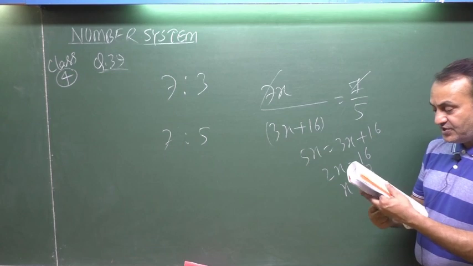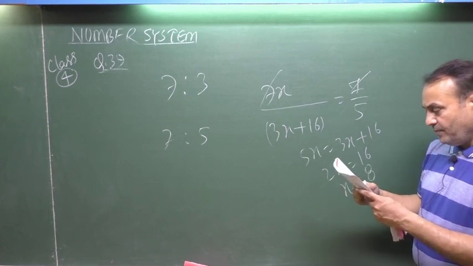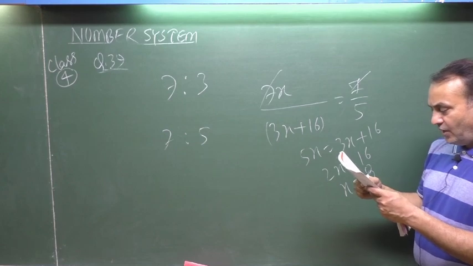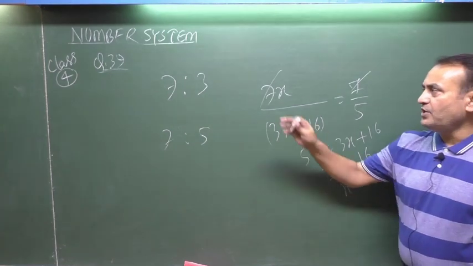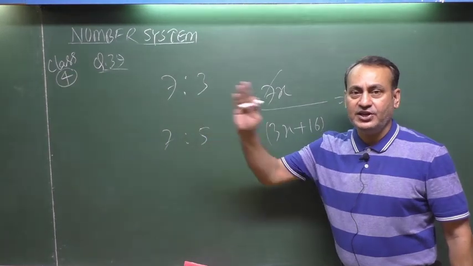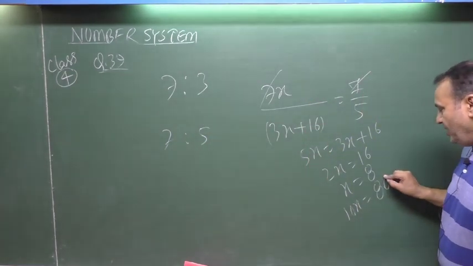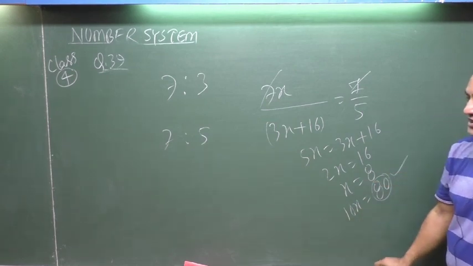You have been asked here to find out the sum of the original numbers. That means 7 plus 3, 10x. You have to point out the value of 10x, that will be 80 here. This is your final answer. Note down.